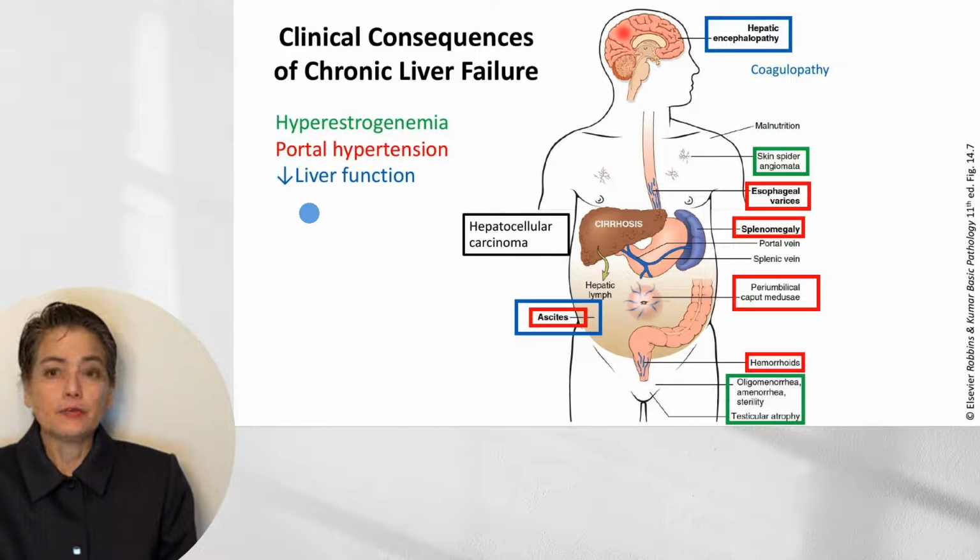And then with our decreased liver function, we'll be implicated in ascites as well because of the decreased amount of albumin, as well as in our hepatic encephalopathy. Our decreased liver function will also contribute to a coagulopathy. And then when we have cirrhosis, that is one of the risk factors for hepatocellular carcinoma, which we'll talk about in a moment.